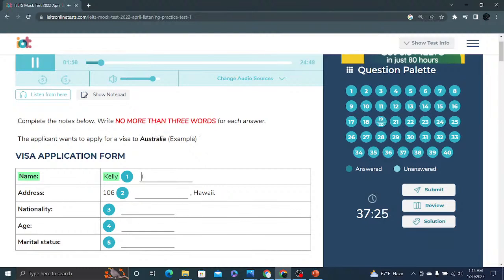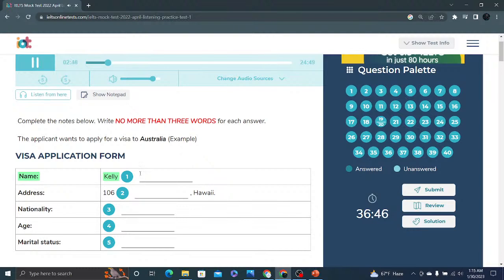Good morning, visa office. How can I help you? Good morning. I'd like to apply for a visa to Australia, please. Certainly, sir. I'll just get a form and then I'll need to take some details down. Okay, here we go. Right, can I have your name, please? Yes, it's Okamura. Kelly Okamura. And how do you spell that, please? K-E-L-L. No, your family name, please.